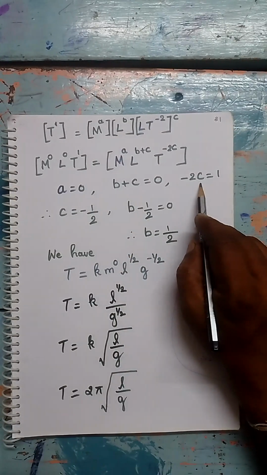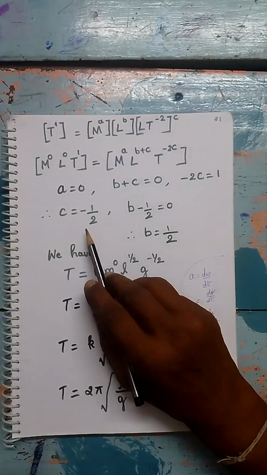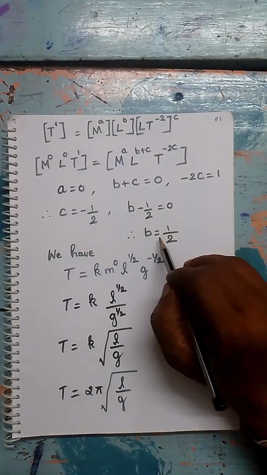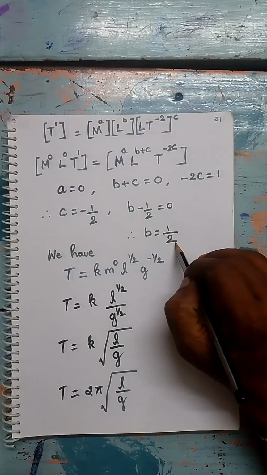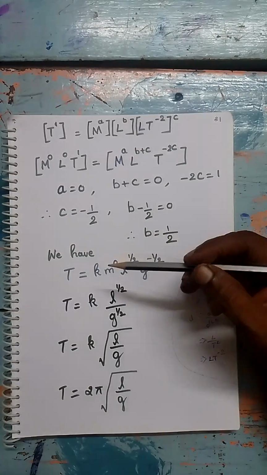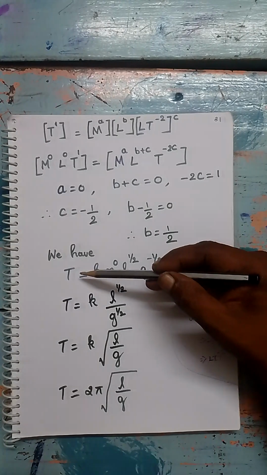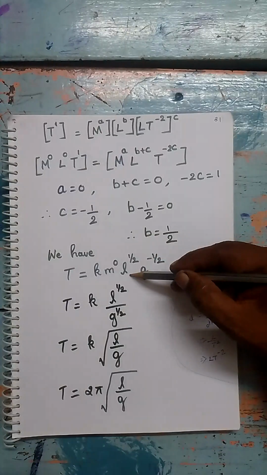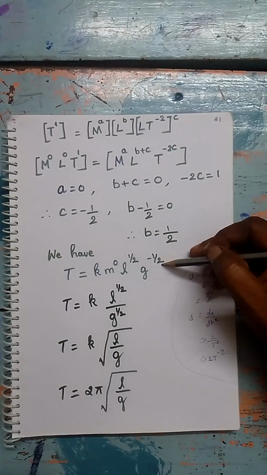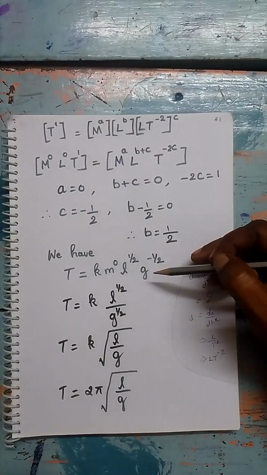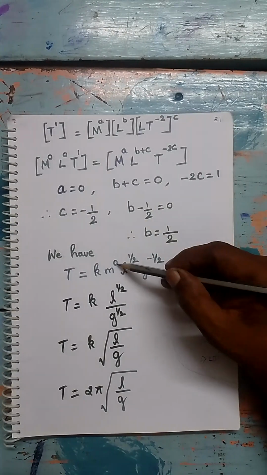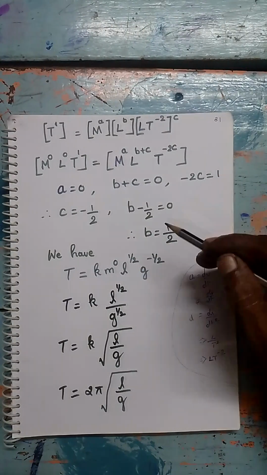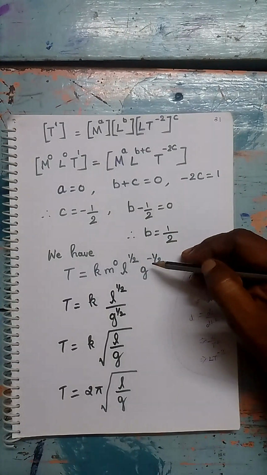Now, minus 2c equals 1, therefore c is equal to what? c is equal to minus 1 by 2. You substitute this value here. So, b minus 1 by 2 equal to 0, b is equal to 1 by 2. Now, we already know that in the initial equation, T is equal to k times M power a, L power b, and g power c. Just substitute these values. The a value is 0, b value is 1 by 2, and c value is minus 1 by 2.